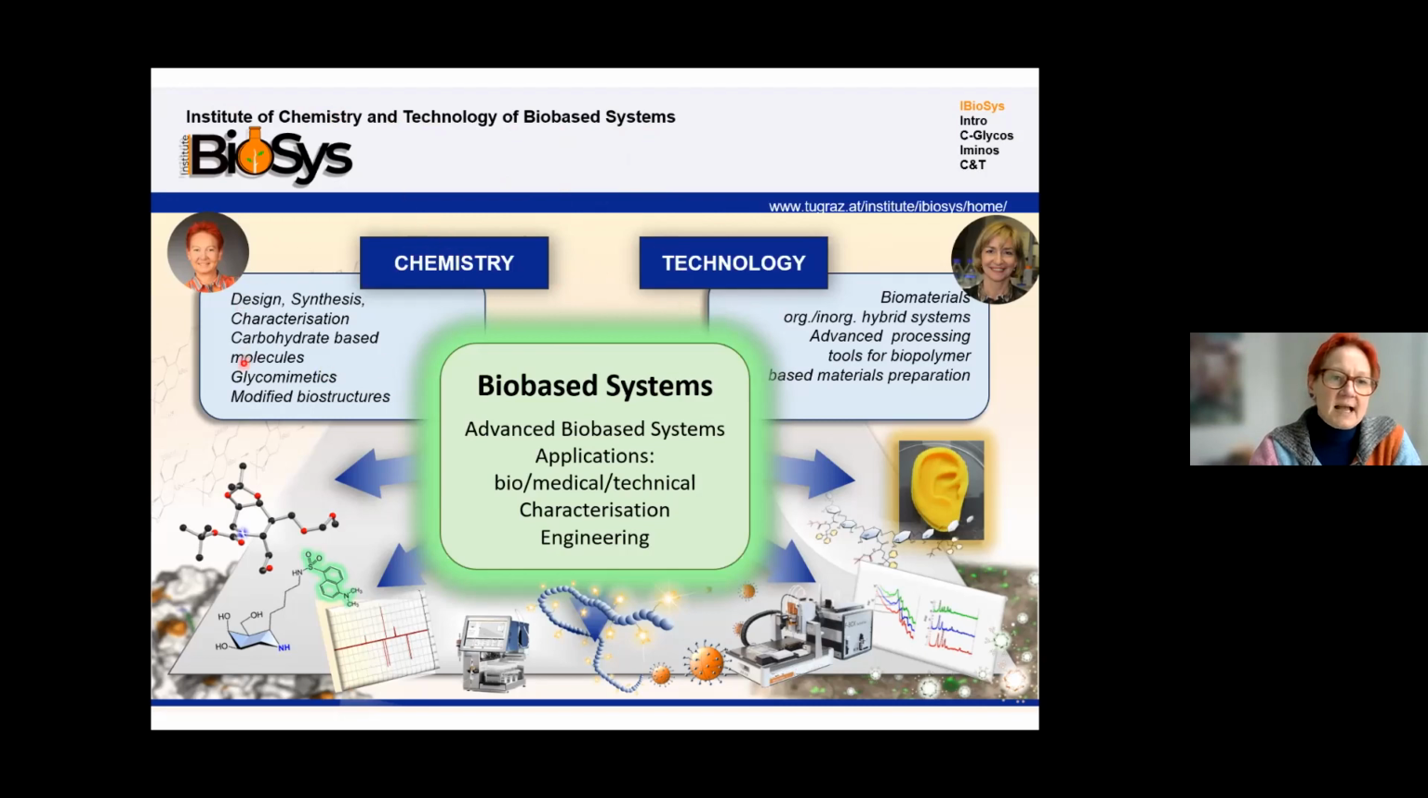So we are interested in the design, synthesis, and characterization of rather small molecules, glycomimetics, and modified biostructures. And as you all know, Karin and her group are interested in biomaterials and how to use organic and inorganic hybrid systems, and to use advanced processing tools for the fabrication of biopolymers and material sciences. And this is our vision. By combining our 2 research groups and research interests, we want to create advanced bio-based systems for applications, for example, in biochemistry, medicinal applications, and technology applications, and we also want to work on characterization and engineering of bio-based systems.